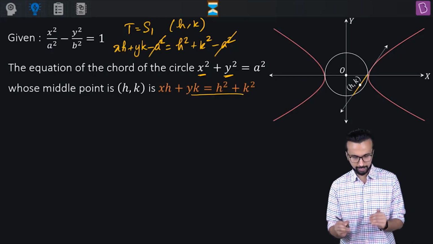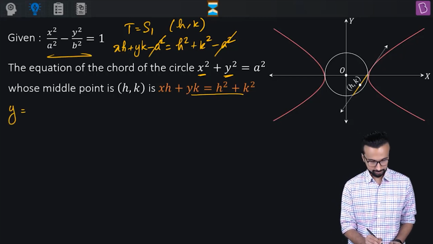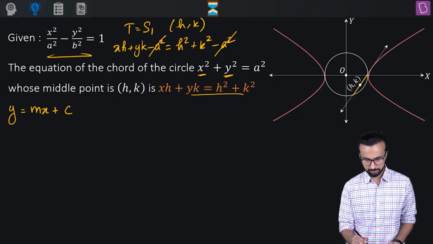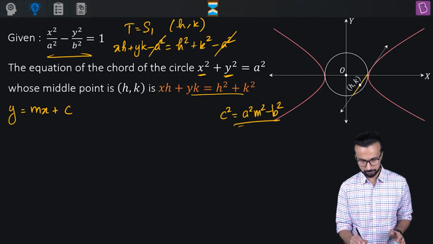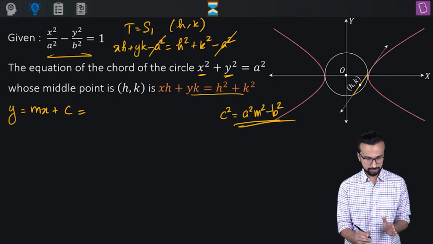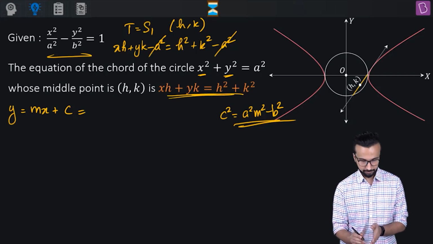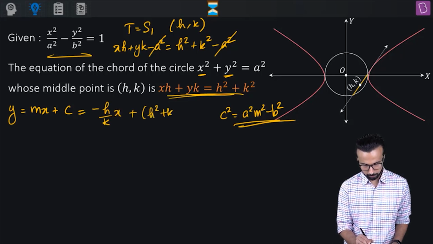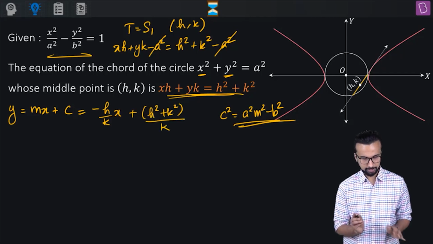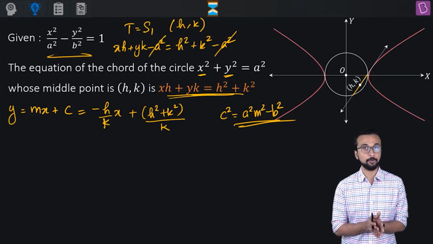Okay. So we know that the hyperbola x²/a² − y²/b² = 1 will have a tangent in the form y = mx + c, where c² = a²m² − b². I'll write the line I have here in the same format: y = −(h/k)x + (h² + k²)/k. So this is what I get now. Alright, this is in the form y = mx + c.